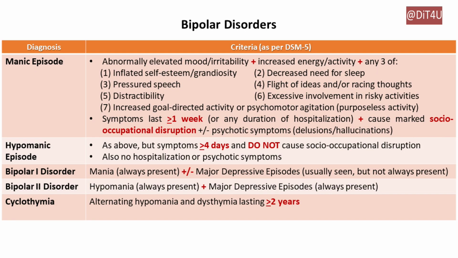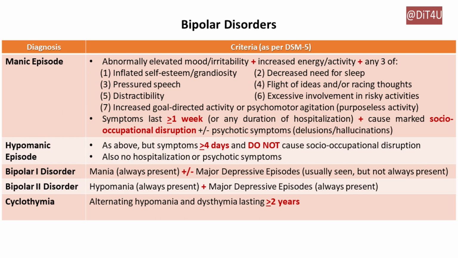Bipolar disorders. Under this, you have bipolar 1 and 2, right? So you have to know about a manic episode. A manic episode means abnormally elevated mood or irritability, okay? Happiness or irritability, plus increased energy or activity. So happiness or irritability has to be present along with high energy or high activity. Okay, both have to be present.